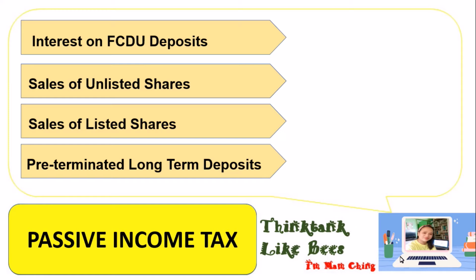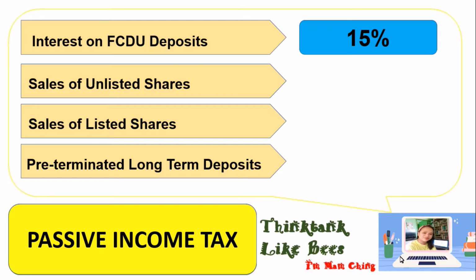The following are the passive income: interest on foreign currency deposit unit, sales of unlisted shares, sales of listed shares, and preterminated long-term deposit. So how much is the percentage of passive income tax? For example, you have a foreign currency, and the interest when you deposit it to the bank for 1 year is 15%. Example, you have $10,000, so you multiply it by 15%. That will be your passive income for the interest on foreign currency deposit.